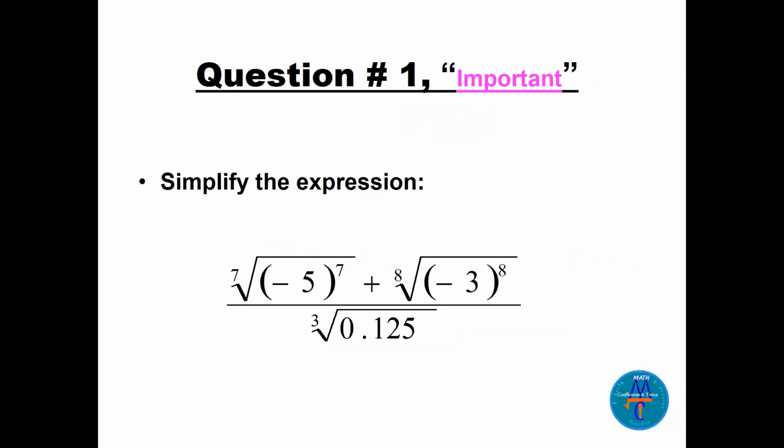Here only the questions. If you need to see the lecture, go to Algebra course, lectures. You can see the details and the rules and the properties. Here only the questions. Simplify the expression: 7th root of (-5)^7 times 8th root of (-3)^8, divided by cube root of 0.125.